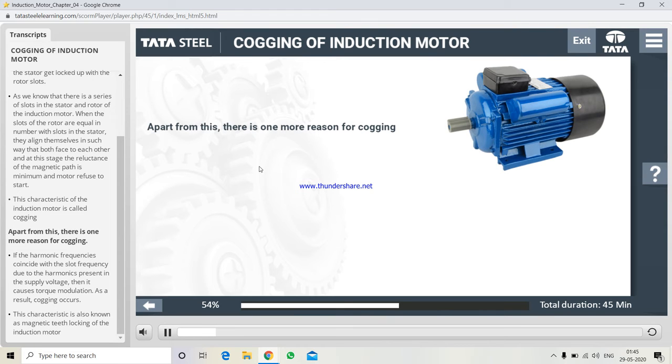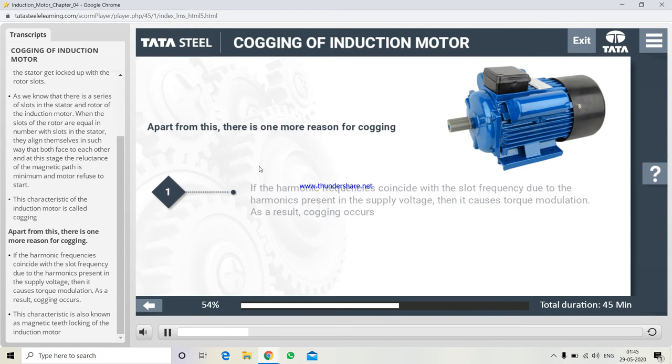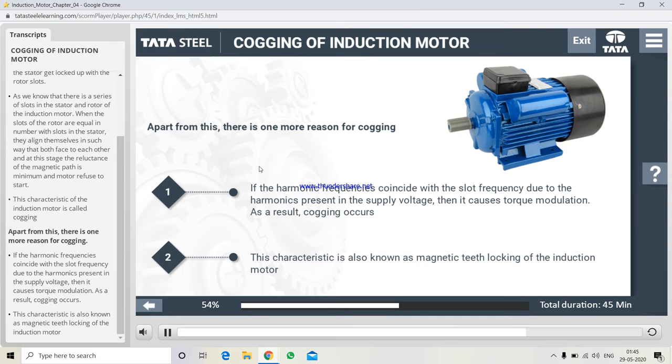Apart from this, there is one more reason for cogging. If the harmonic frequencies coincide with the slot frequency due to the harmonics present in the supply voltage, then it causes torque modulation. As a result, cogging occurs. This characteristic is also known as magnetic teeth locking of the induction motor. Click Next to continue.